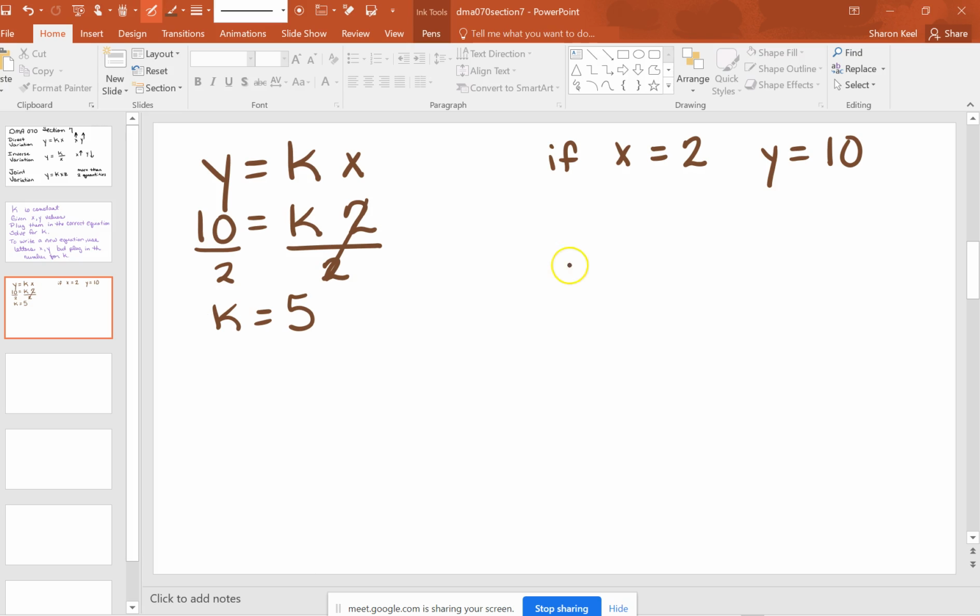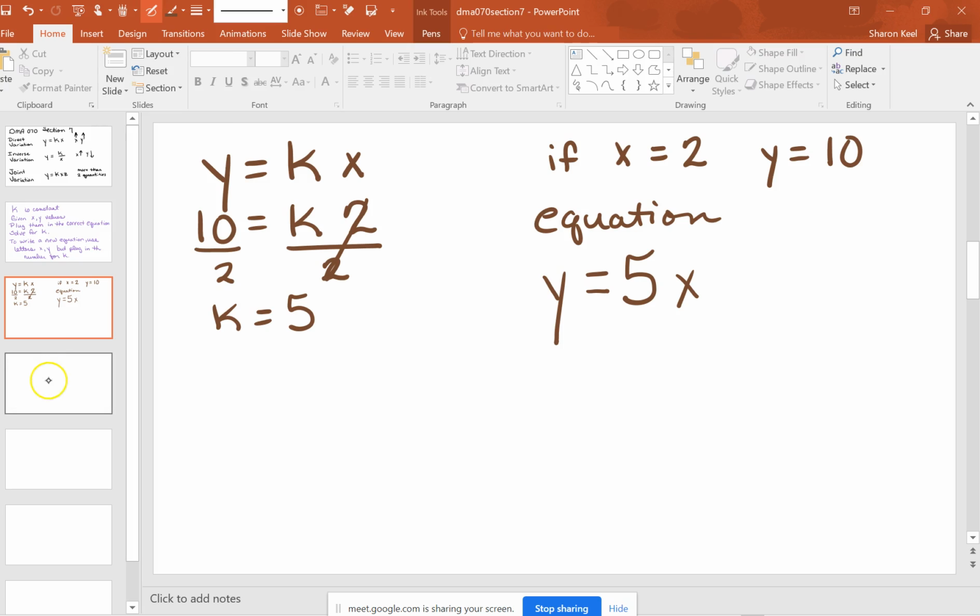When they ask me to rewrite the equation, I'm going to write y equals, the number I got for k was 5. So I'm going to put 5 where the k goes, and then still just use letters x and y. The mistake when they ask you to write the equation is that oftentimes people put 10 equals 5 times 2. We want a new equation so we can use this to solve further problems that we might be given.